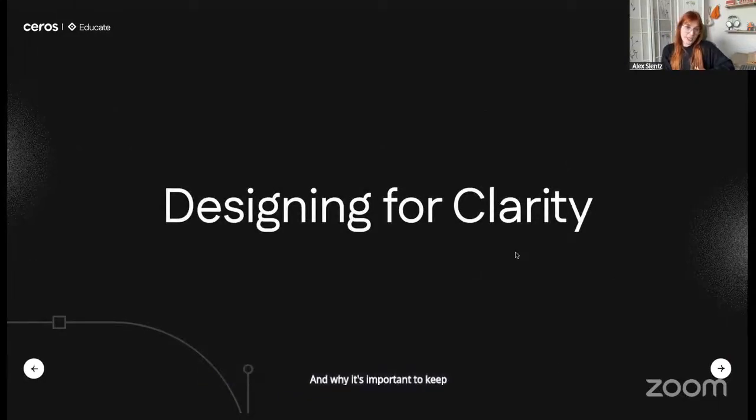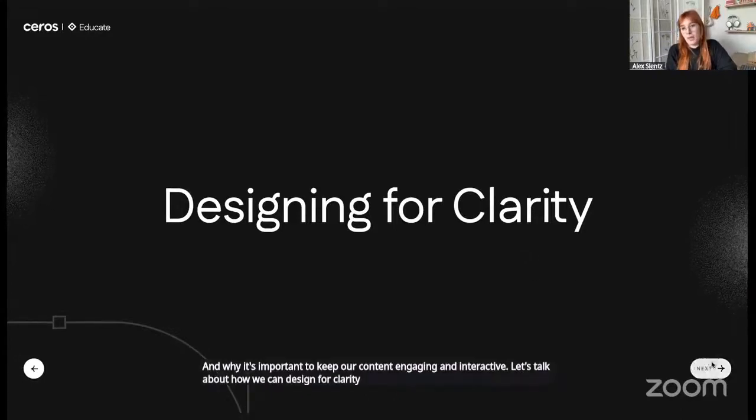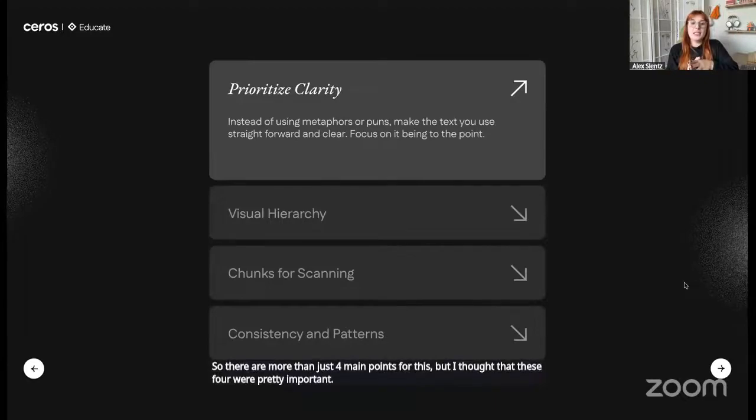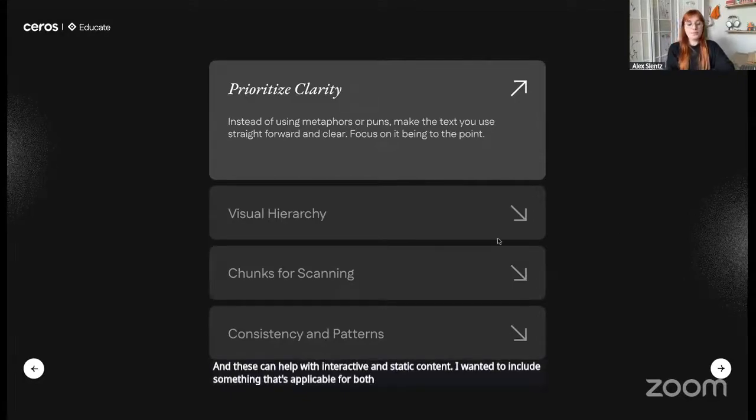Now that we've gone over the issues with attention spans and why it's important to keep our content engaging and interactive, let's talk about how we can design for clarity. There are more than just 4 main points for this, but I thought that these 4 were pretty important. And these can help with interactive and static content. I wanted to include something that's applicable for both.